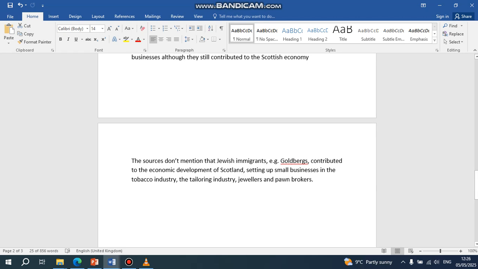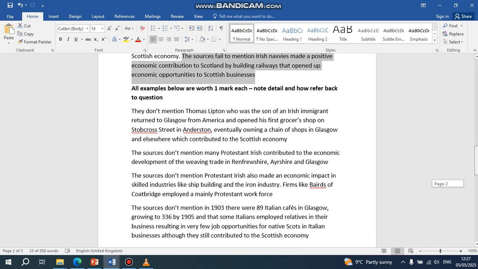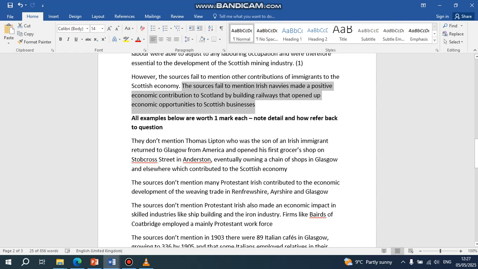And then finally, we've got Jewish immigrants, and we've got some of the businesses that Jewish immigrants set up: tobacco industry, tailoring industry, jewelers, and pawnbrokers. Remember, we had a source to do with that, and we had all these jobs listed in there as well. Again, it's important to give examples. I think we do have a note of the Goldberg somewhere. If you want to expand about the tobacco industry, you talk about Jewish tobacco owners bringing over people from other countries to do the work as well. So each of those examples gets 1 mark. Apologies for having that there and not there, but hopefully you'll figure that out.